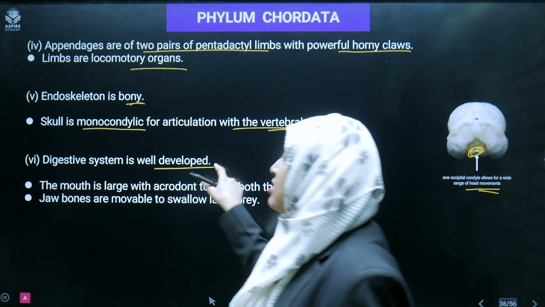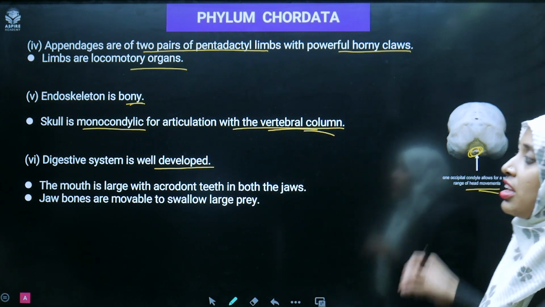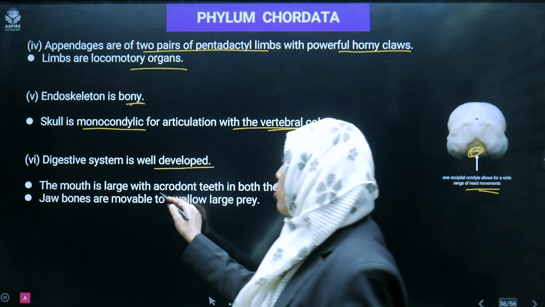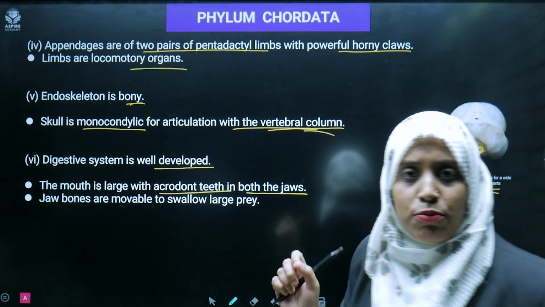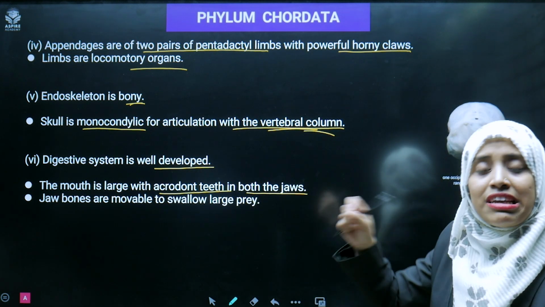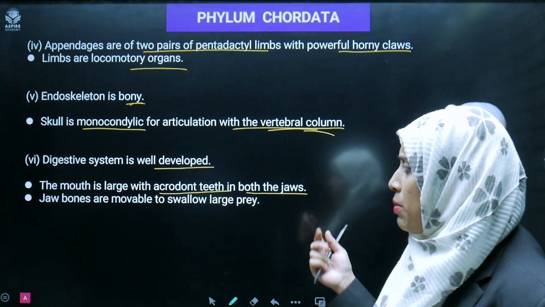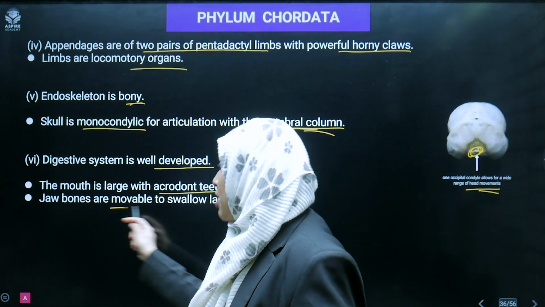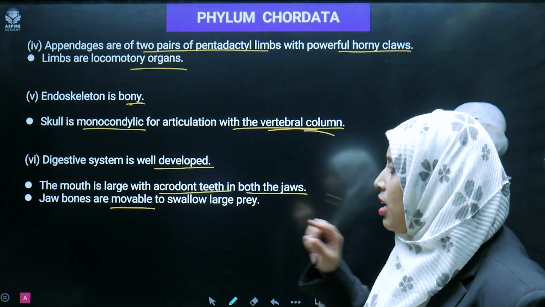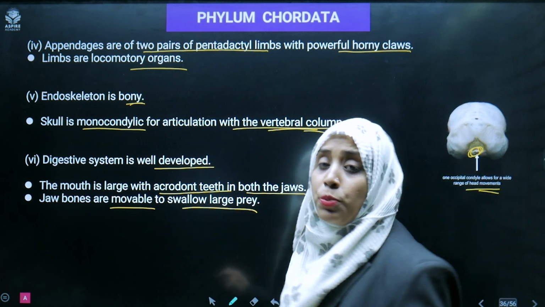Now, the digestive system is also well developed in reptiles. The mouth is large with acrodont teeth in both the jaws. Means teeth are not of equal shape and size, and jaw bones are movable. The jaws are movable to swallow the large prey.